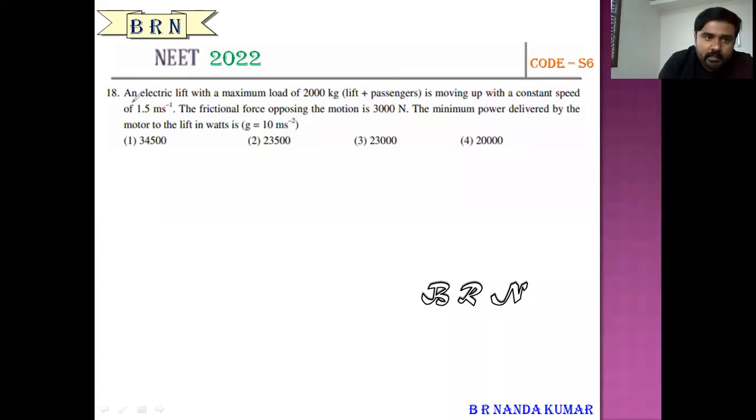Question number 18. An electric lift with a maximum load of 2000 kg, lift plus passengers is what they have given, is moving up with a constant speed of 1.5 meter per second. The frictional force opposing the motion is 3000 Newton. The minimum power delivered by the motor to lift in watts. Actually this force acts vertically downward. So look here, what is produced vertically upward is the upward force. What do we get?